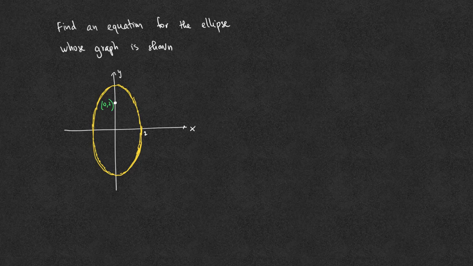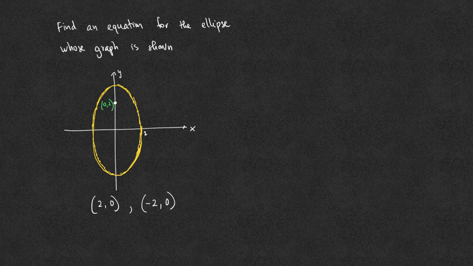Find an equation of the ellipse whose graph is shown. This ellipse has a major axis on the vertical axis and the minor axis on the horizontal axis. We also see that the x-intercept is x equals 2, y equals 0. By symmetry, we also have x equals -2, y equals 0.